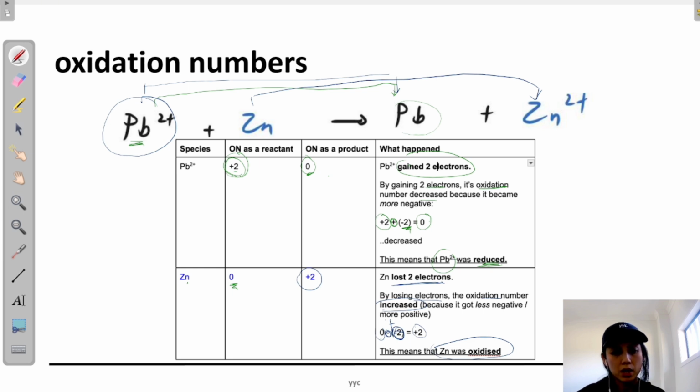And the same thing with here. So you think about what it starts off as a reactant, you go over to your product and see if there's any change that's occurred. Have you gained electrons? Have you lost electrons? By the way, not all reactions are redox reactions. So sometimes you're actually going to find that the oxidation numbers don't even change. And that's when you can say to yourself, well, actually, this is not a redox reaction.